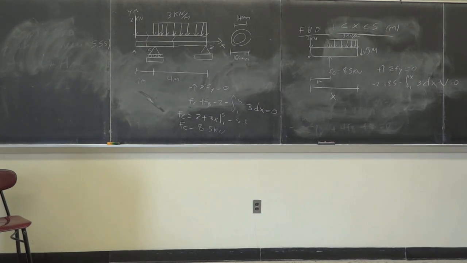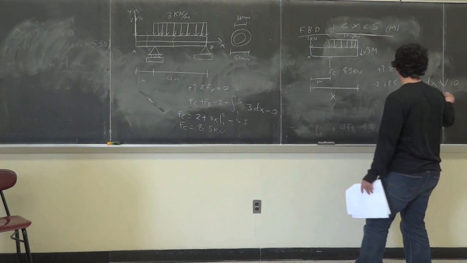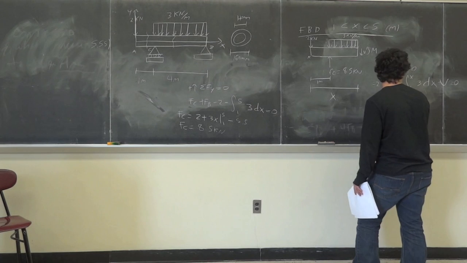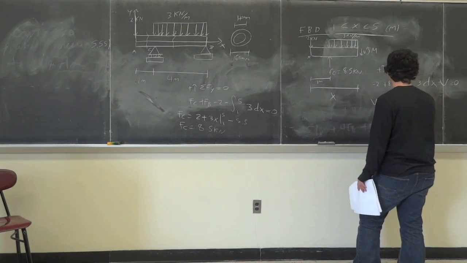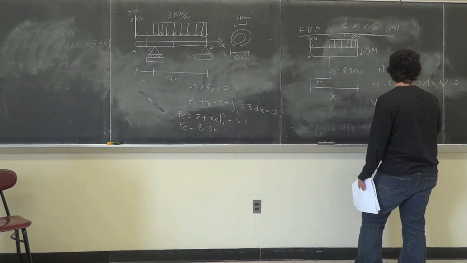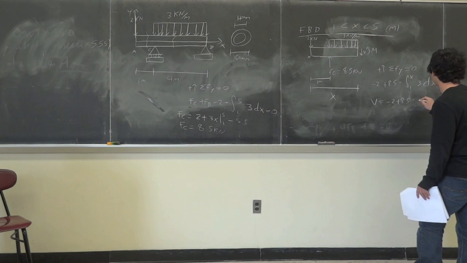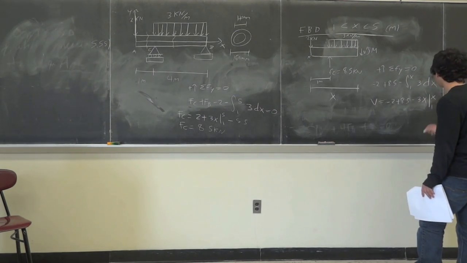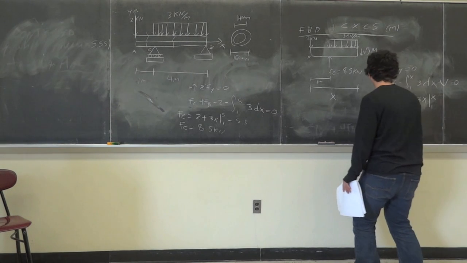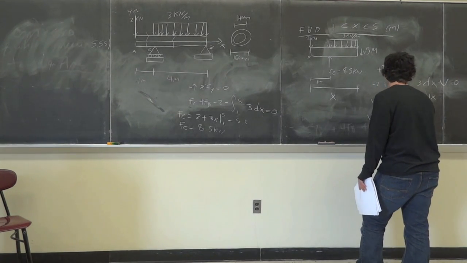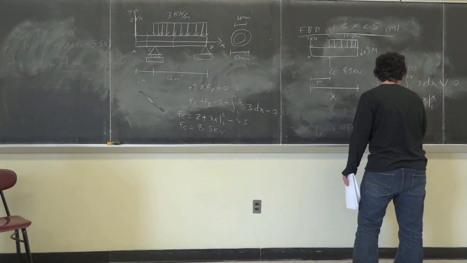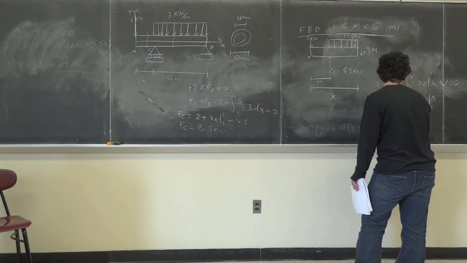Okay. All right, so we can solve for v. Move v over to the right, so you have v is equal to minus 2 plus 8.5 minus 3x evaluated from 1 to x. You can substitute that in. So v is equal to minus 2, so that's minus plus 6.5, right?